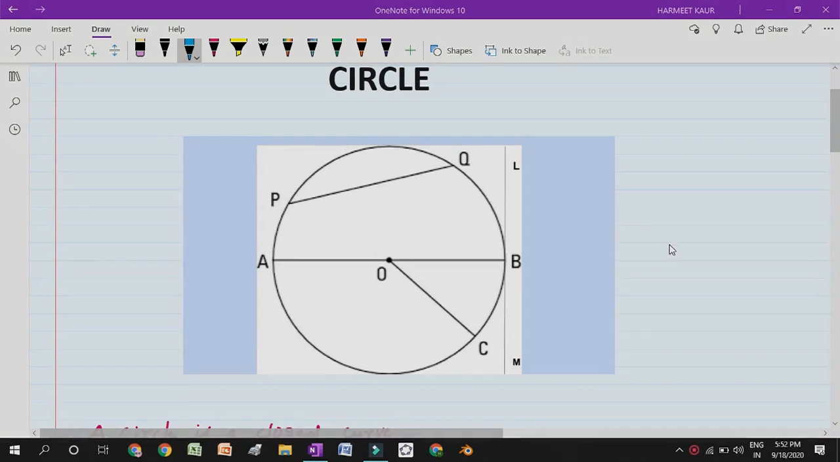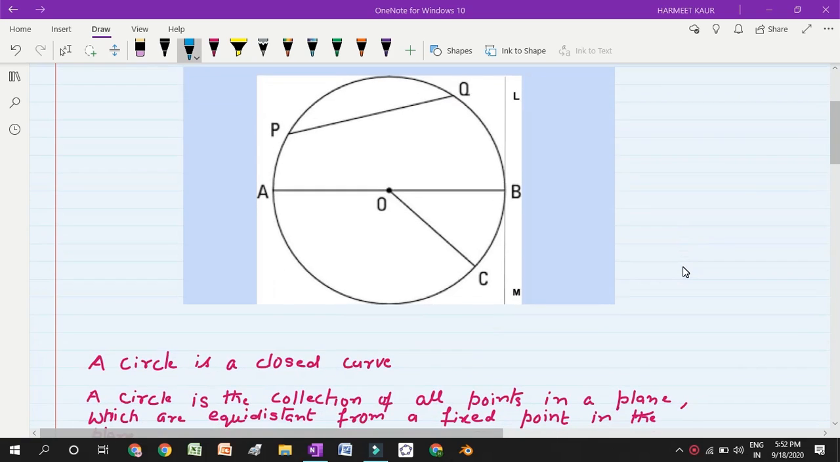Hello students, today we will learn about circles and its related concepts. Do you know what a circle is? A circle is a closed curve. A circle is a collection of all the points in a plane which are equidistant from a fixed point in the plane.